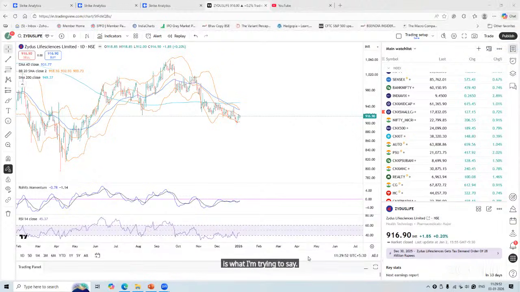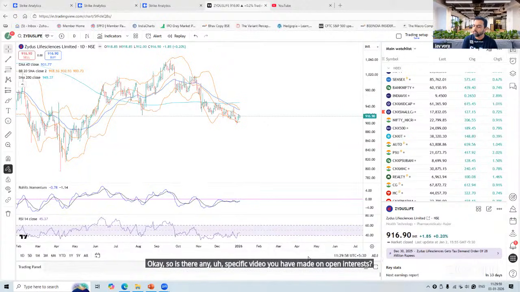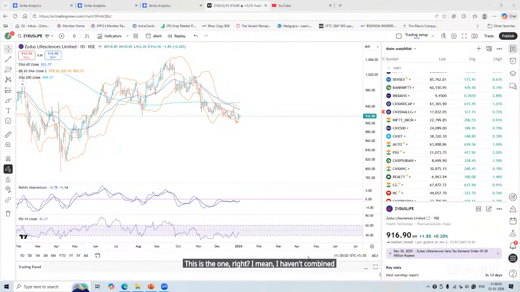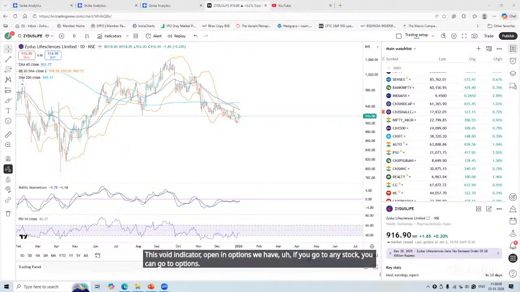Okay. So is there any specific video you have made on open interest? This is the one, right? I mean, I haven't combined this OI indicator with open interest in options. If you go to any stock, you can go to options. There we have open interest.